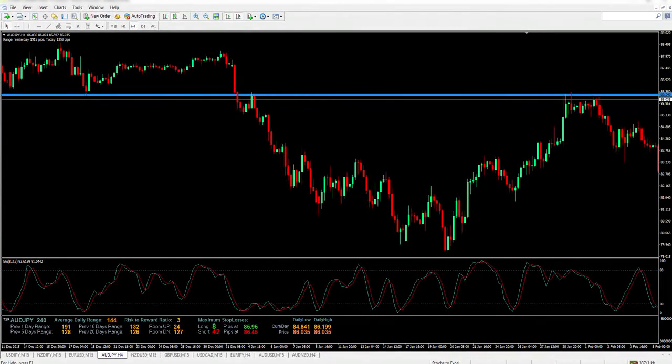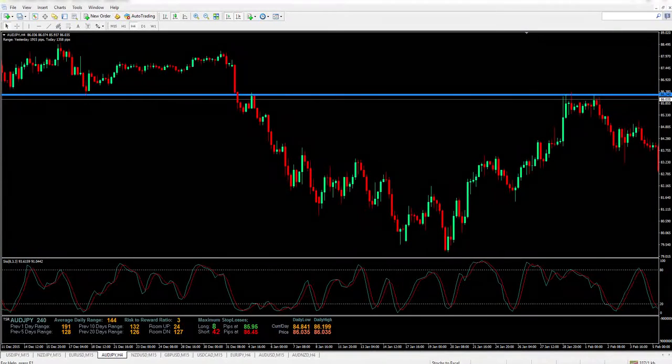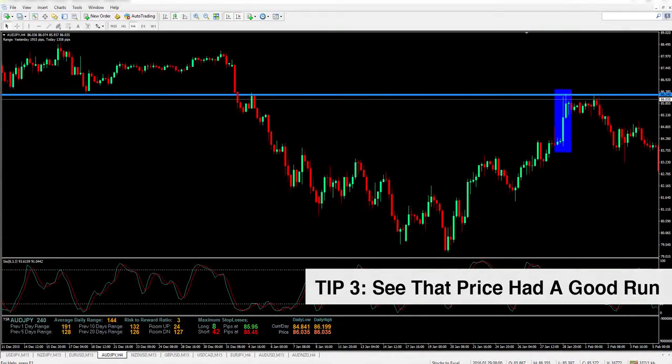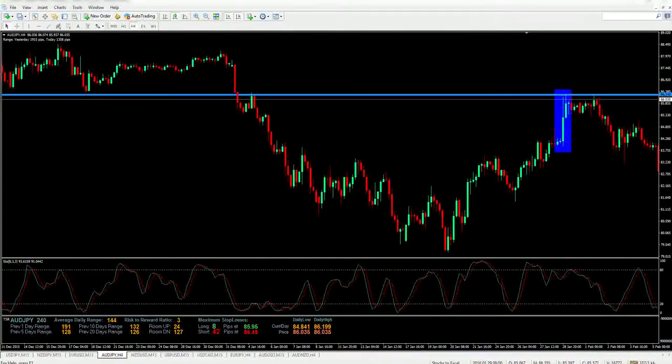Tip 3: look to see if price got to that level after having a nice run. For example, if price had to travel 100 pips in a day to get to that level, it adds even more weight in my books that the level is likely to be able to hold.